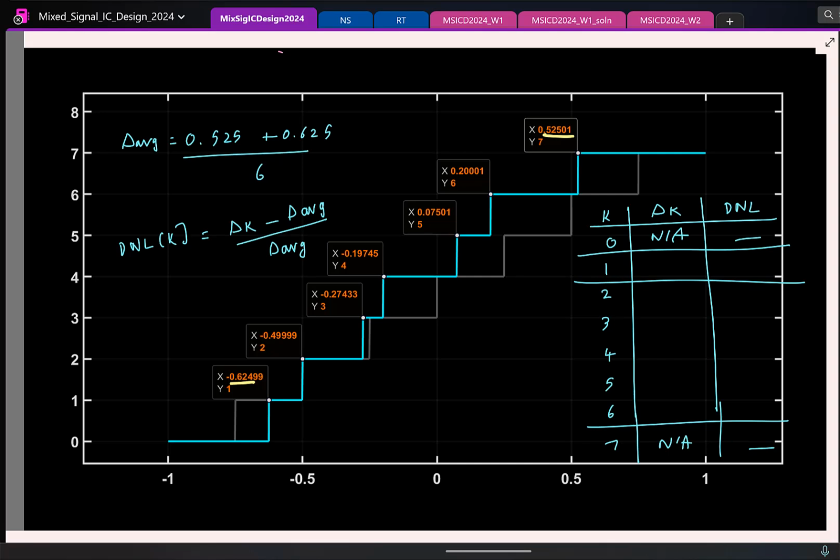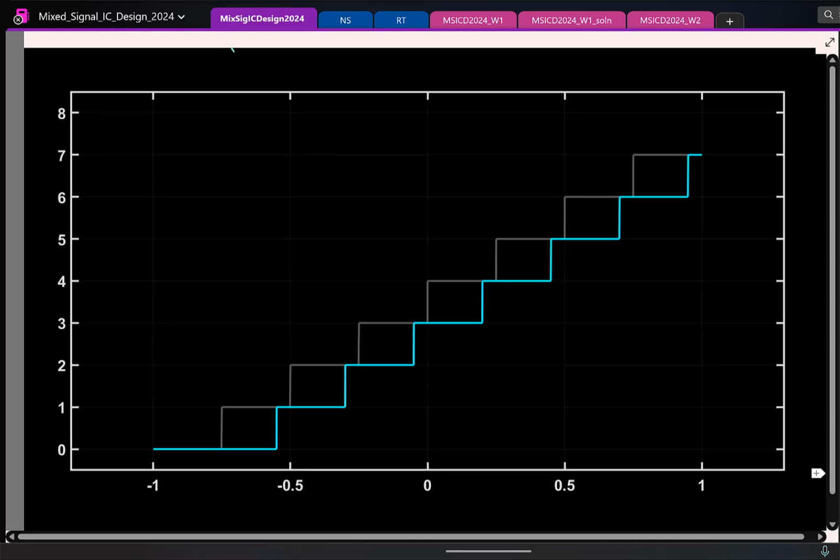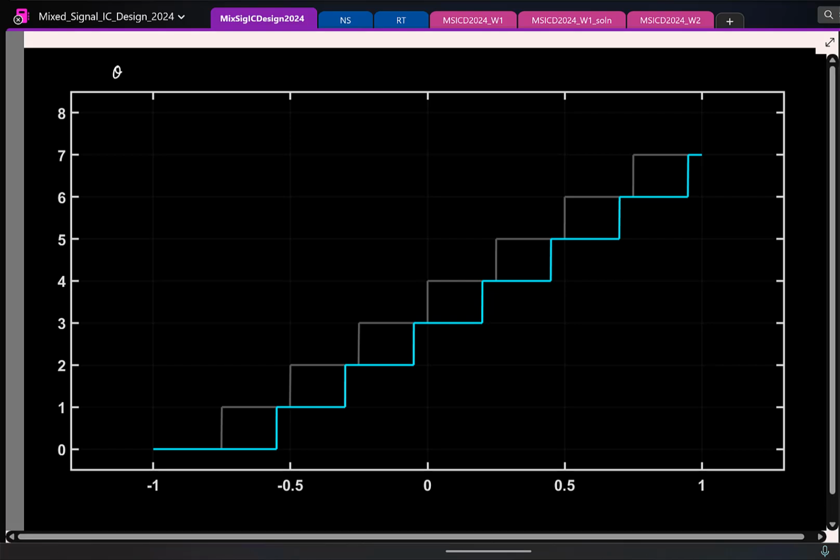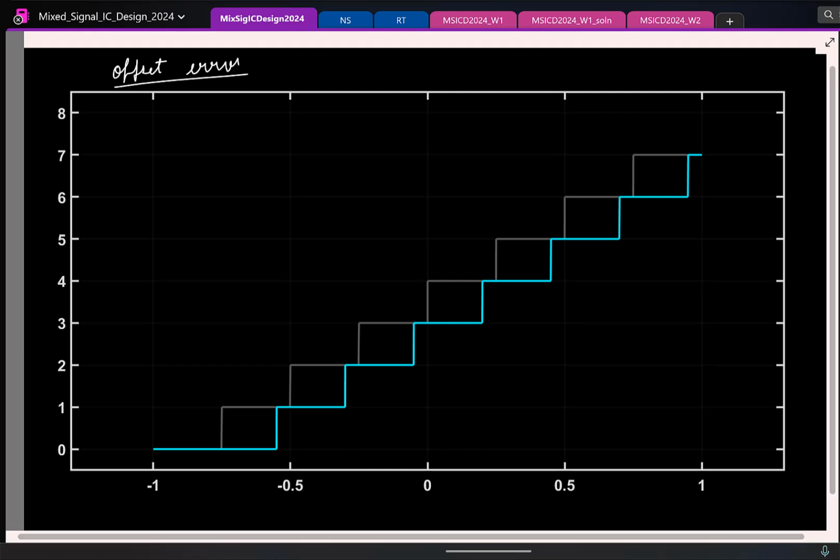Now it turns out, in addition to this gain error, there is also another non-ideality, which is not non-linearity. So I am showing that here. As usual, the one in grey is the ideal, the one in blue is the non-ideal characteristic. What is the difference? Looks like there is an offset. This is called offset error. Again, there is no non-linearity, just an offset in all the transition voltages.